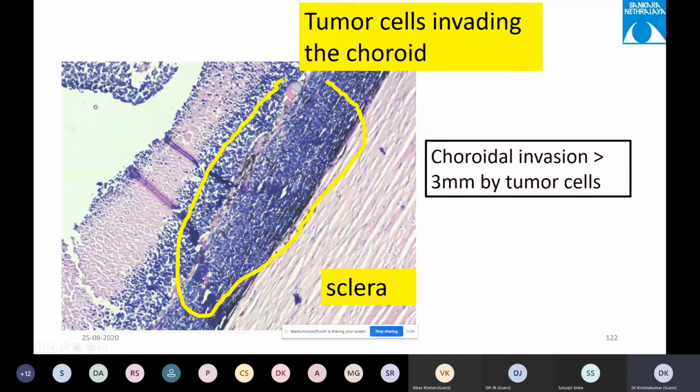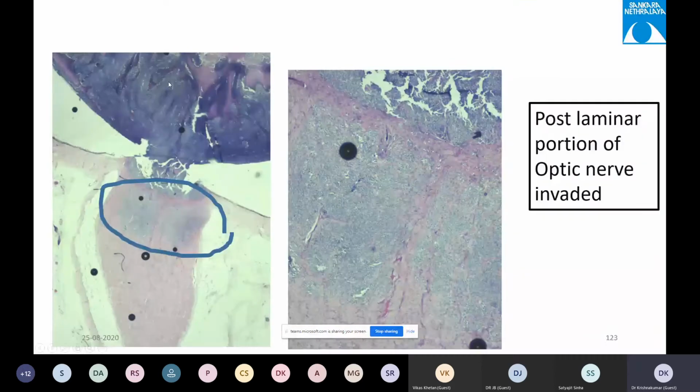And then here you find a section of eyeball and optic nerve, showing the tumor cells invading the laminar portion and post-laminar portion. But here you find the remaining areas are free. This is post-laminar invasion of the optic nerve. So when we report, we have to tell the ophthalmologist that this is involving 2 millimeters of the post-laminar portion, but the remaining is free. So they will decide what to do, whether it is high risk or low risk.